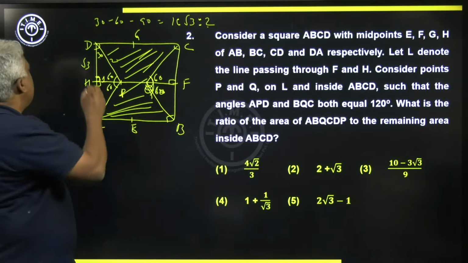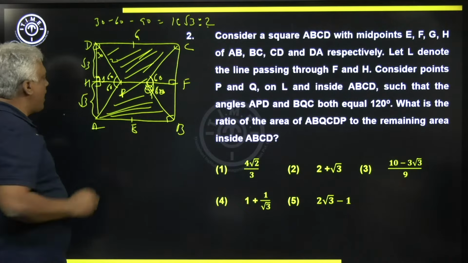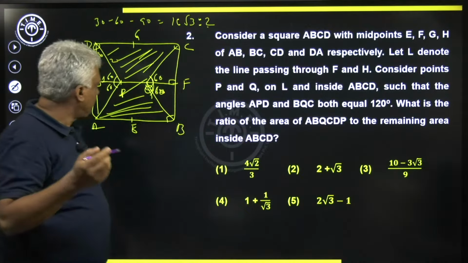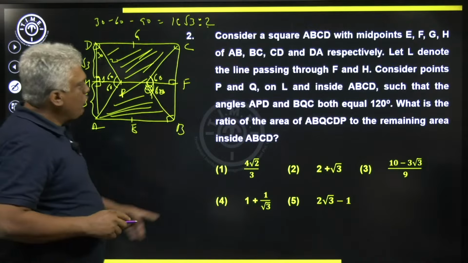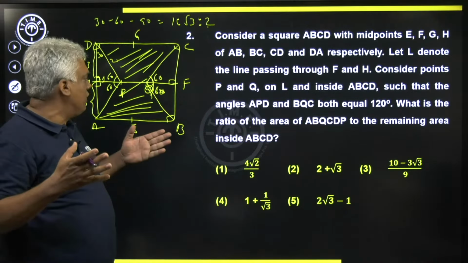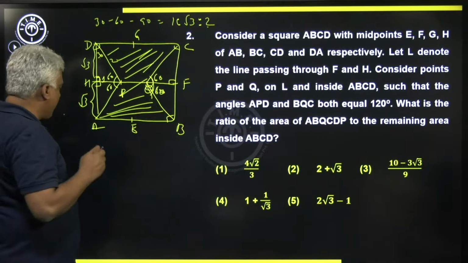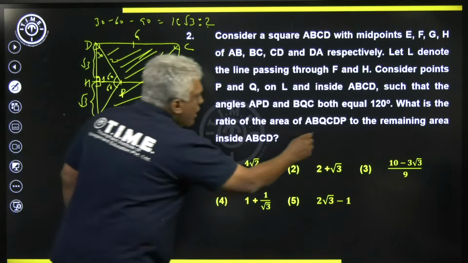So this is root 3, so this is also root 3. So the side of the square is 2 root 3, right? Okay, so what we can do is, I have to find the area of ABQCPD, the remaining area inside ABCD that is not the two triangles. They're asking for this required area, right?